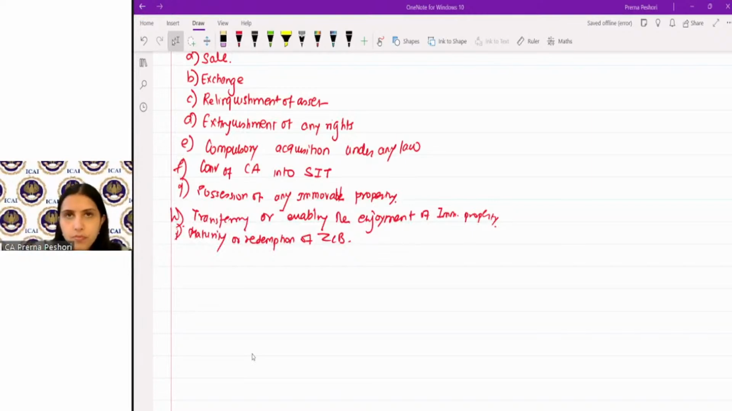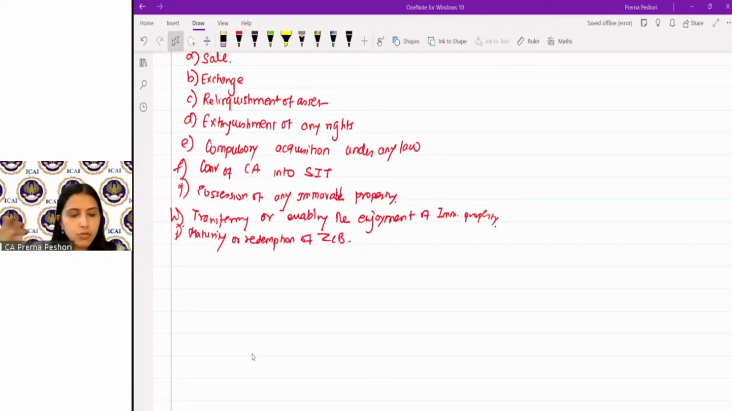Then relinquishment of the asset. What do we understand by the term relinquishment? Relinquishment is not defined under the Act. Extinguishment of any right refers to the extinguishment of the asset itself, when the asset itself gets ended or destroyed. Then we have compulsory acquisition under any law. So acquisition of immovable property or of any industrial undertaking, when they are compulsorily acquired by the government, that is compulsory acquisition.